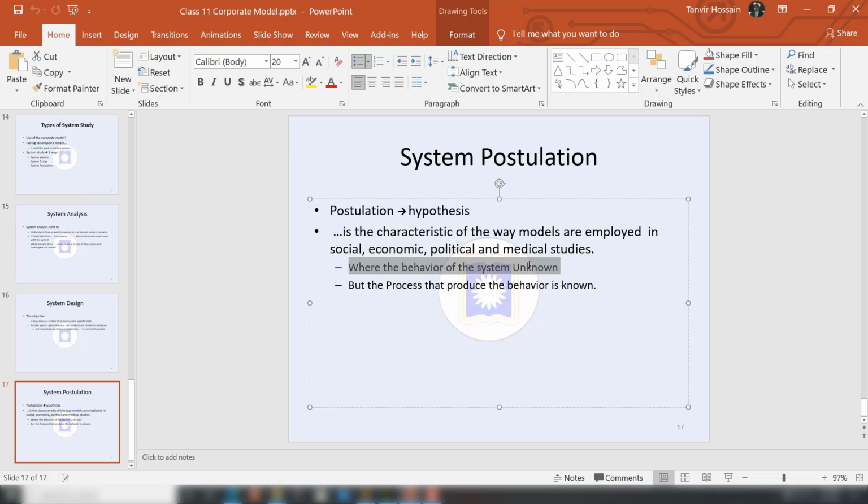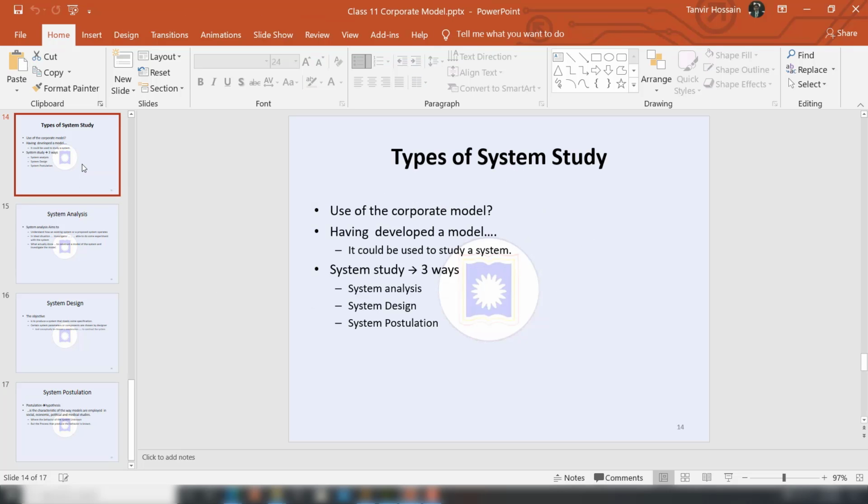So the behavior of the system is unknown, but the process that produces the behavior is known. We conceptualize that if we follow these kinds of steps, this will happen, and proceed with the concept. That is the hypothesis, and the synonym is postulate, system postulation. So these are the three ways of system study. That's it for this lecture.